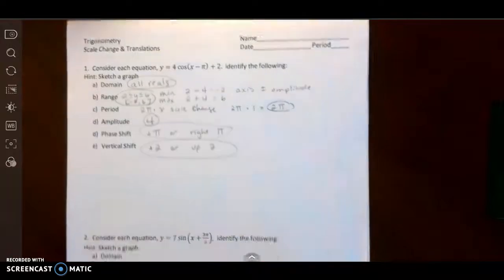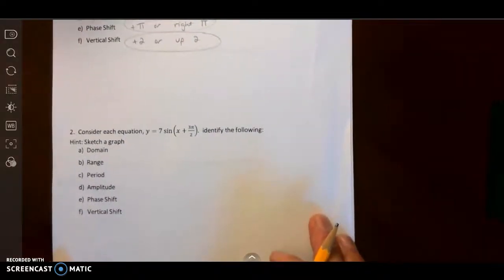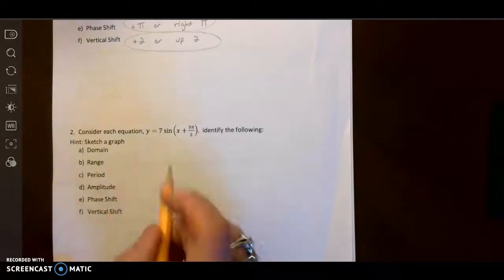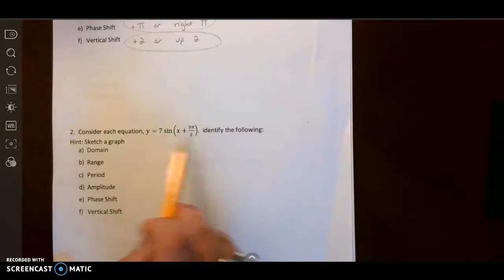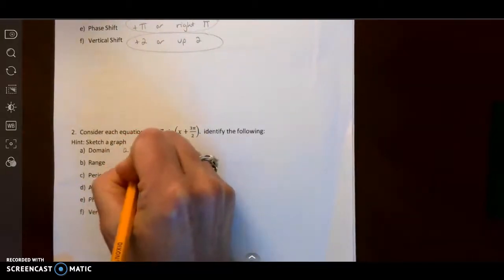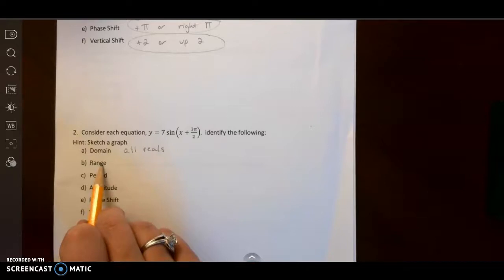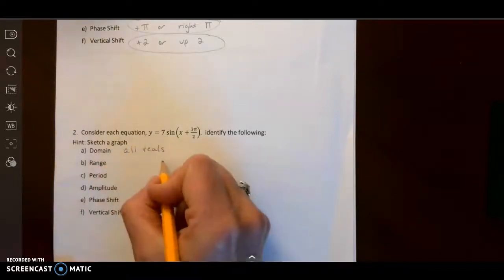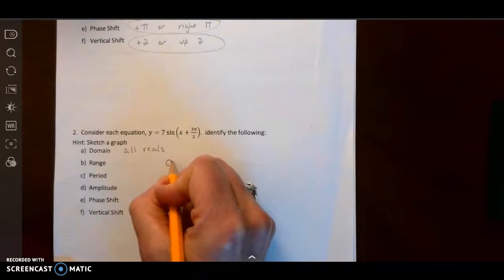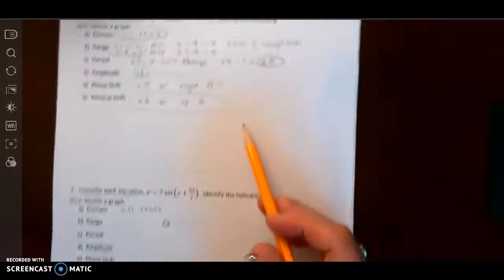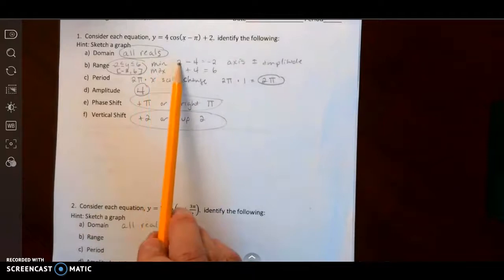Okay, let's go to number 2. All right, let's look at this equation and see if we can figure this out. It says we can sketch a graph. So if you want to sketch a graph, you can do that. First of all, in all of these, I know that it continues left and right forever, so my domain continues to be all reals. As far as my range, I think about my vertical shift, and there is none, which means I'm starting at 0. 0 is my axis.